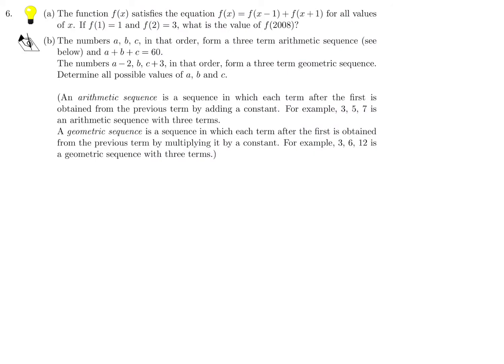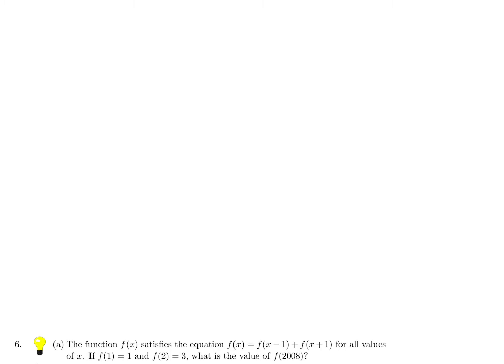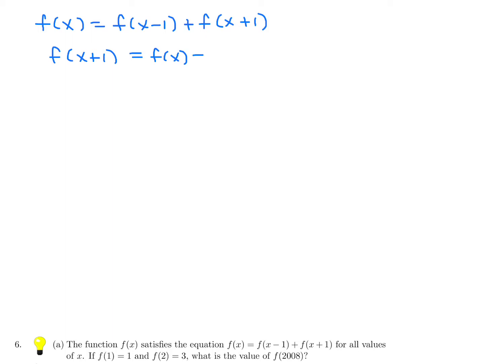The function f at x satisfies the equation f at x is equal to f at x minus 1 plus f at x plus 1 for all values of x. If f at 1 is 1 and f at 2 is 3, what is the value of f at 2008? So we have this equation, f at x is equal to f at x minus 1 plus f at x plus 1. And I'm going to rearrange it a little bit. I'm going to write it as f at x plus 1 is equal to f at x minus f at x minus 1. It didn't change anything. I just reversed the order a little bit.